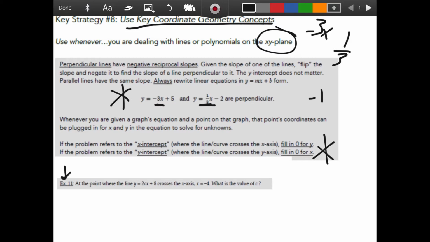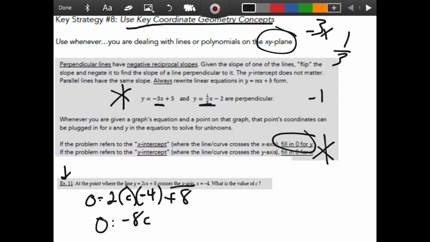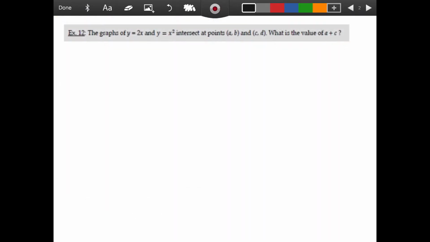Now we know that x equals negative 4, but we're looking for when it crosses the x-axis. So we're going to fill in 0 for y. So now we're just going to plug in 0 equals 2, and we're going to leave it as c. The problem tells us that x is negative 4, plus 8. So 2 times negative 4, we get 0 equals negative 8c plus 8. Move it to the other side, we get 8c equals 8. Therefore, c equals 1.